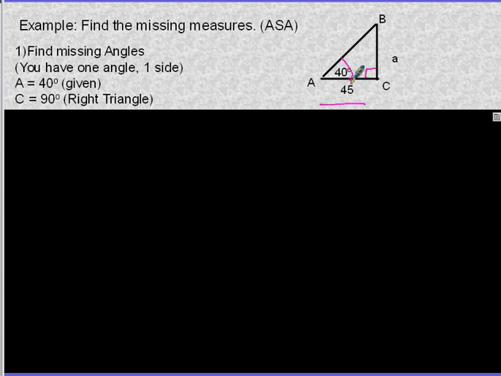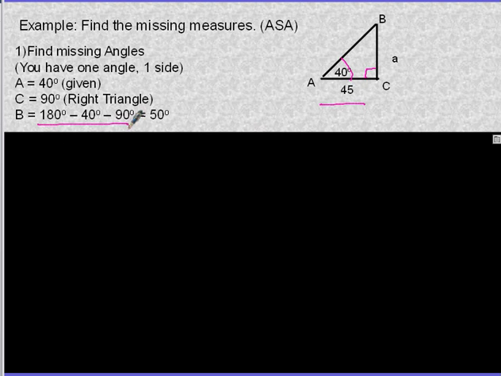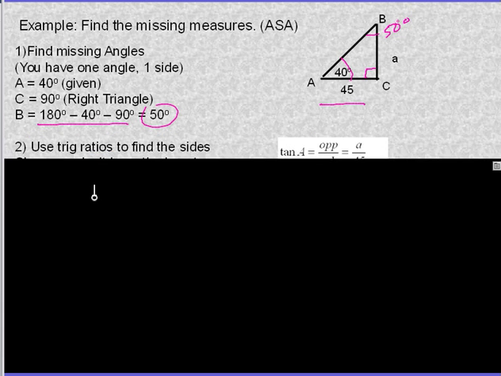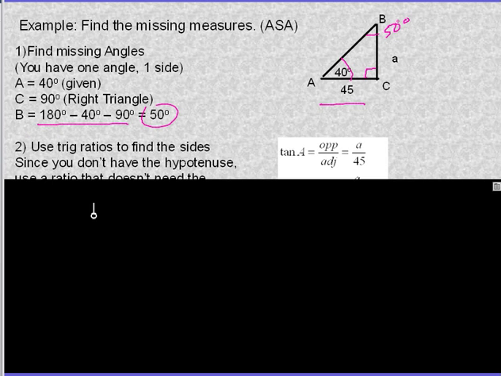Again, I take my 40 and my 90, add those, and subtract from 180 to get angle B, which is 50 degrees. And now I'm going to use my trig ratios. Since I have the adjacent side, I could use tangent, cotangent, or cosine. I've chosen to use tangent. So tangent of 40 is equal to opposite, which is A, over adjacent, which is 45.